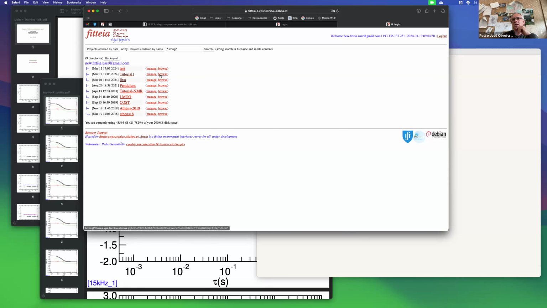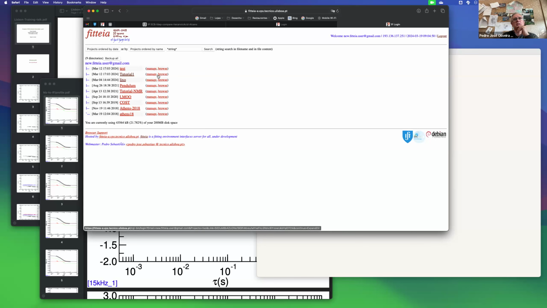Okay, so Ricardo has the tutorial and tutorial NMR, so it's okay. So that's the default. And actually, even if you delete these folders, the next time you log in, you will get them back. Okay, they are always there. They are kind of the starting point of all that.